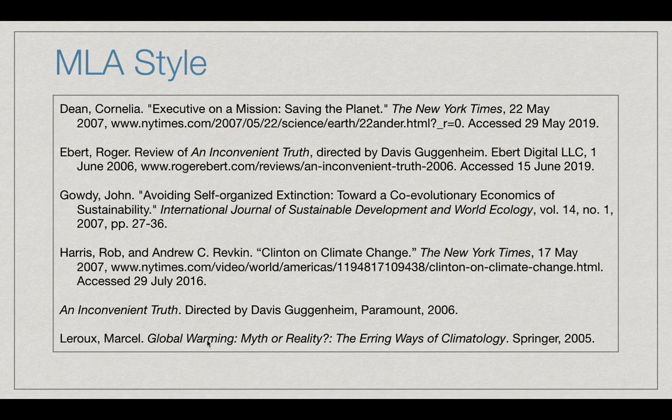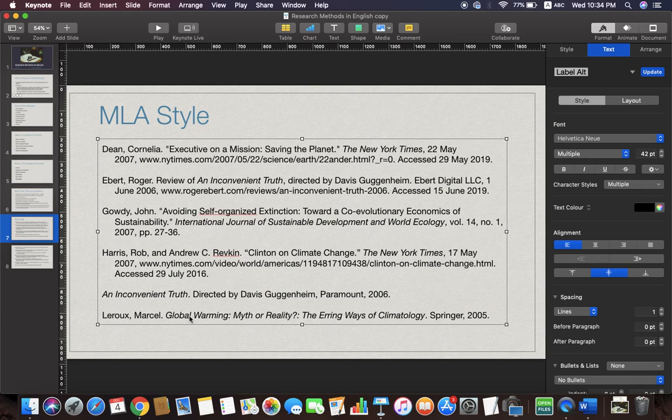Then this is the name of a book. Leroy Marcel, Global Warming: Myth or Reality? The Erring Ways of Climatology. Why is it double italicized? But look it up, okay? I don't know why. And a very important change in the 8th MLA edition: no need of giving the place. Only Springer, the publisher, is given.